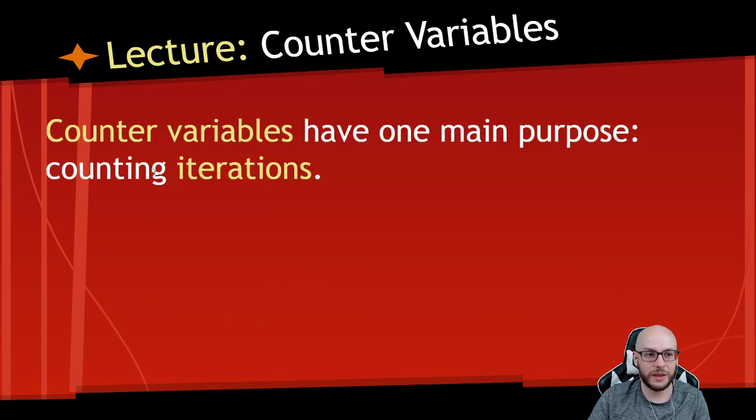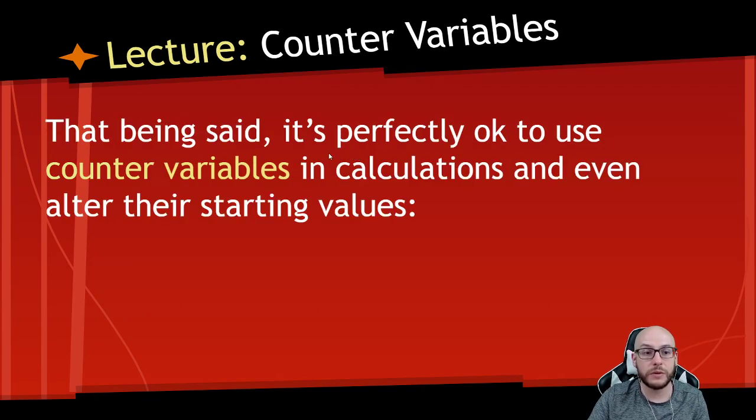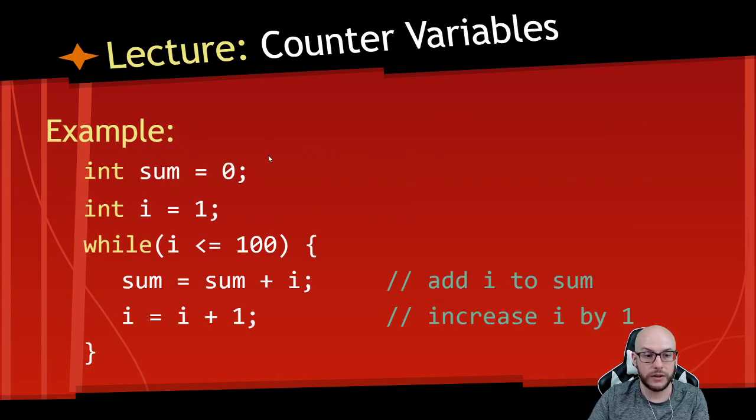No pun intended. Counter variables have one main purpose: counting iterations. That being said, it's perfectly okay to use them in calculations and even alter their starting values, right? This is sum 100. Instead of number, I could use i, but I want you to notice that I'm using i as a part of a calculation. So the main purpose for these counter variables is to keep track of iterations, have control over the number of iterations that your loop makes. However, it's perfectly okay to use them in calculations, which is what we're doing here.